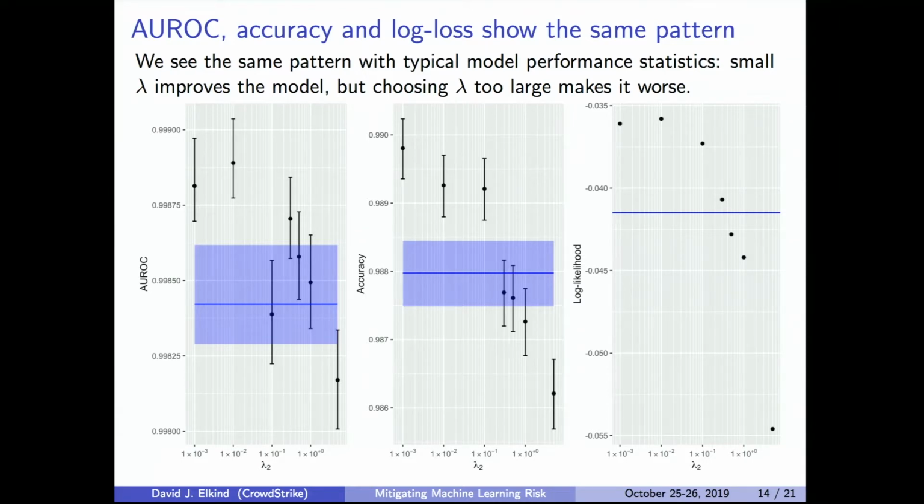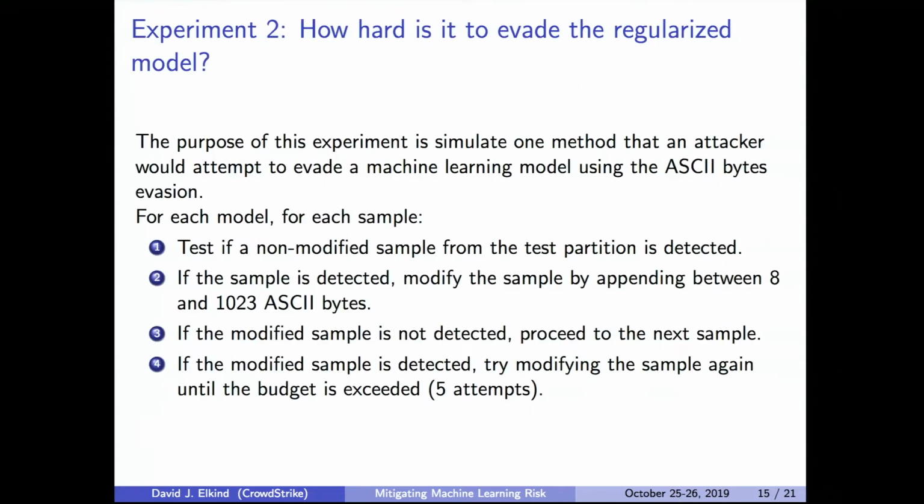This same pattern appears in other metrics as well. ROC curve, accuracy, log likelihood, consistently better for lower levels of regularization, getting worse as you apply larger values of regularization. This is just pretty common bias variance trade-off stuff, right?